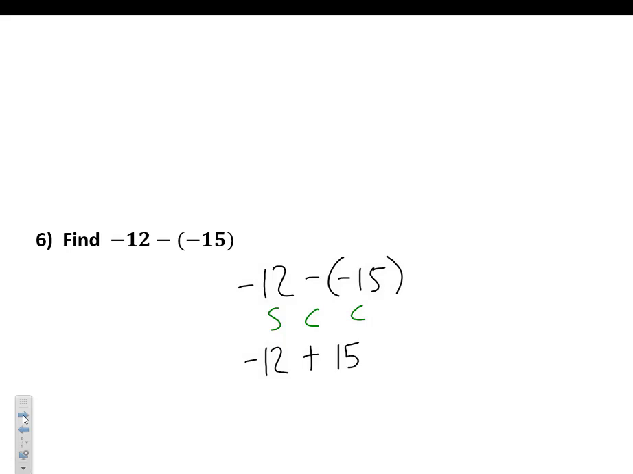I recognize that I'm adding. Oh, we're going back to different signs. Different signs subtract. I recognize that 15 is bigger than 12. 15 minus 12 is 3. And since the 15 is bigger, the answer is 3. Ladies and gentlemen, if you just follow, you're going to get it.